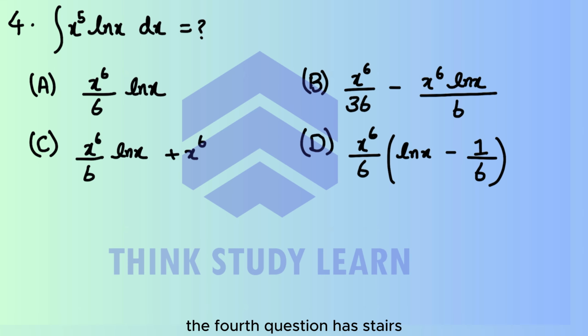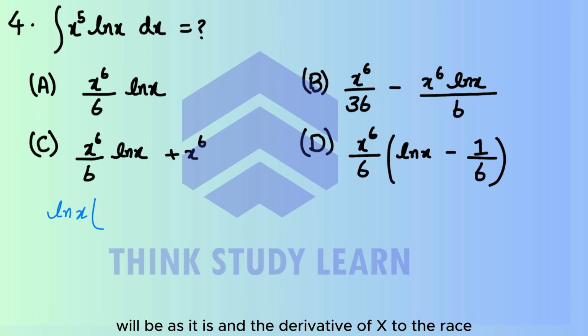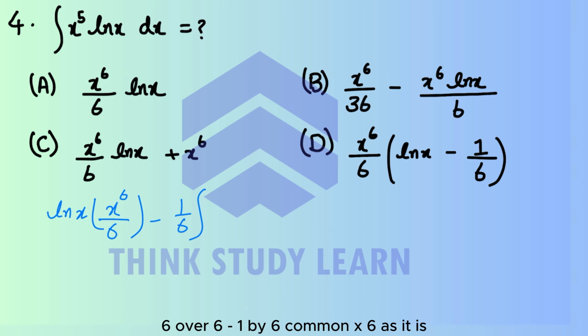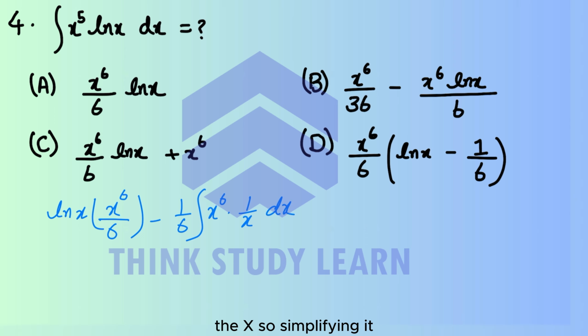The fourth question states: the integration of x to the power 5 into log x dx is equal to what? So we will integrate this by integration by parts. So ln x will be as it is, and the integration of x to the power 5 will be x to the 6 over 6, minus 1 by 6 common, x to the 6 as it is, and the derivative of ln x will be 1 over x dx.